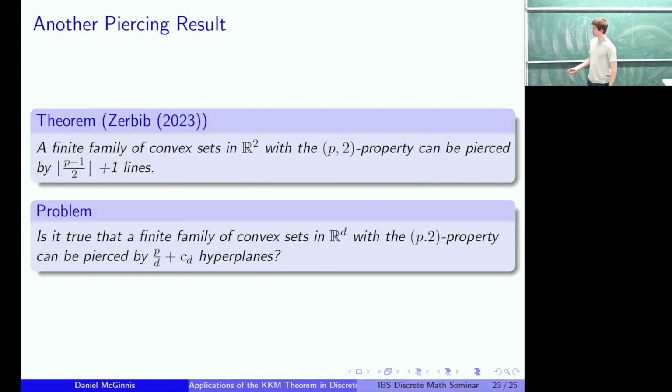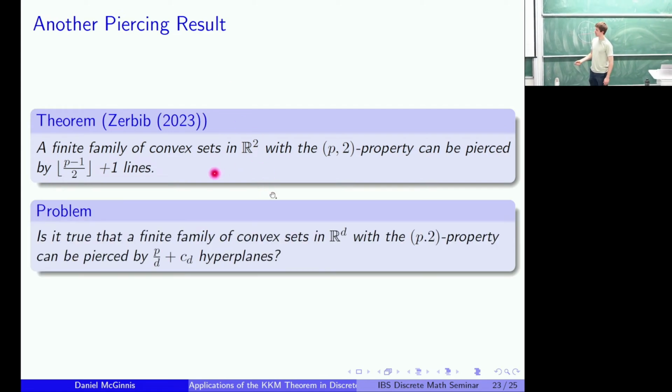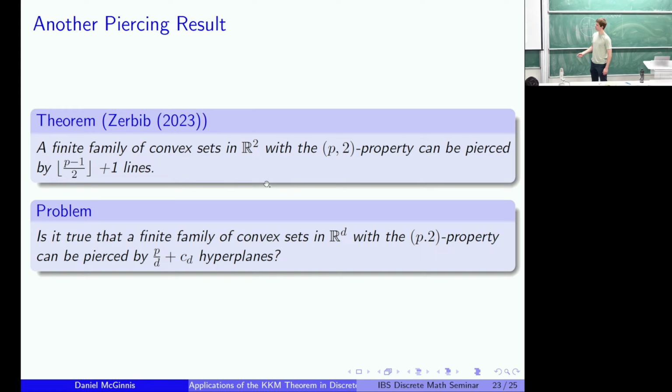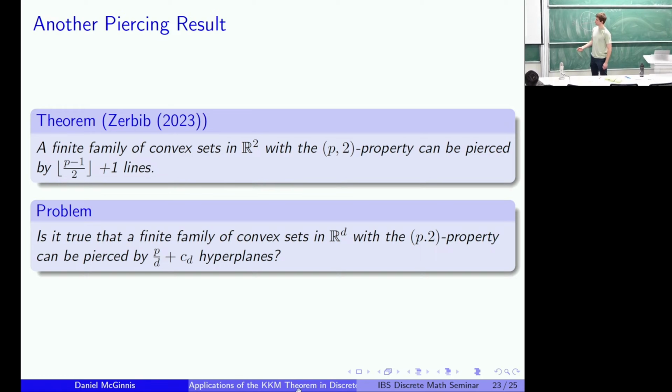And here's a problem: asking basically if this theorem is true in higher dimensions. So is it true that if you have a finite family of convex sets in R^d with, again, this (p,2) property, can it be pierced by roughly p over d points? Maybe you need some constant like +1 or +2.